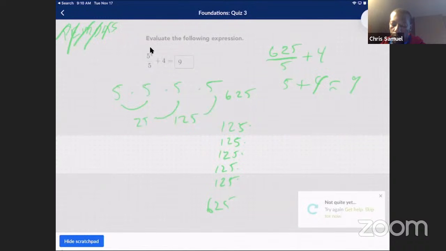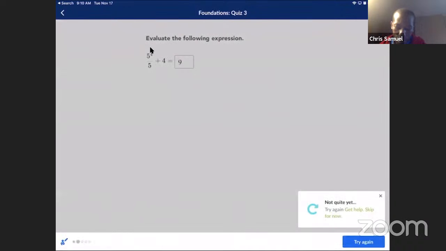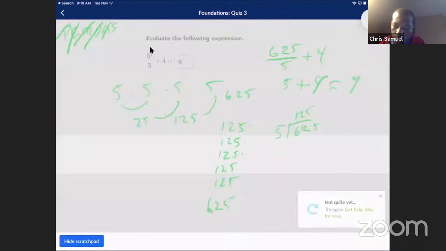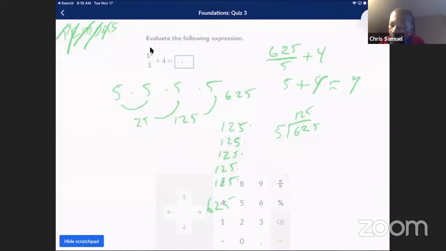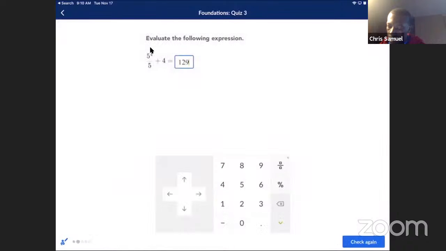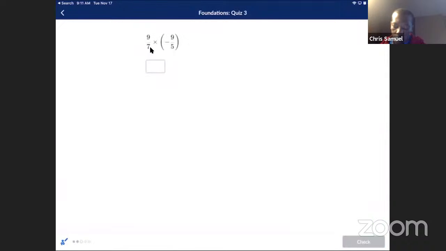Did I do something wrong? Wait. 5 goes into 625 not 5 times. 5 goes into 625 125 times. And then we have 125 plus 4 is 129. Ooh, I messed up. All right, let's go to the next one.